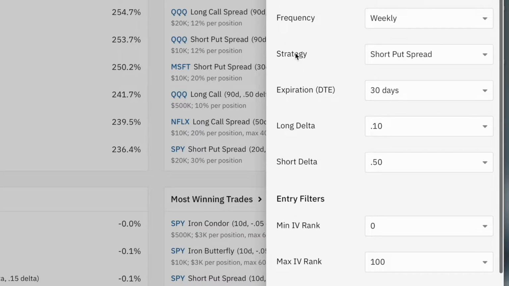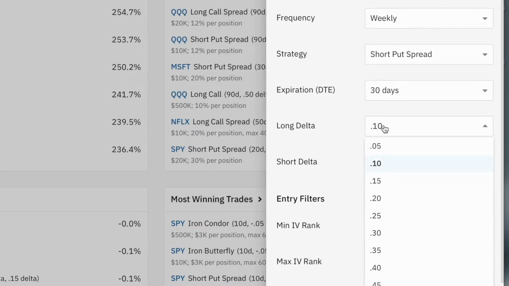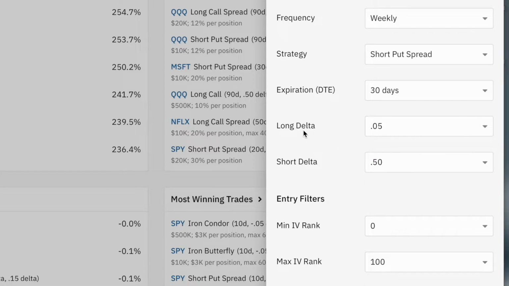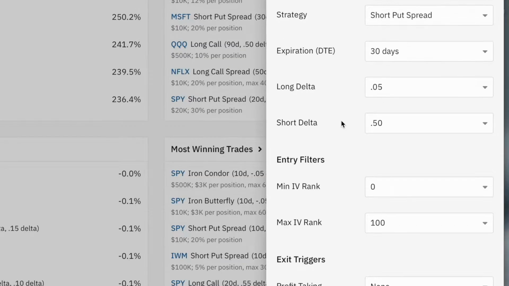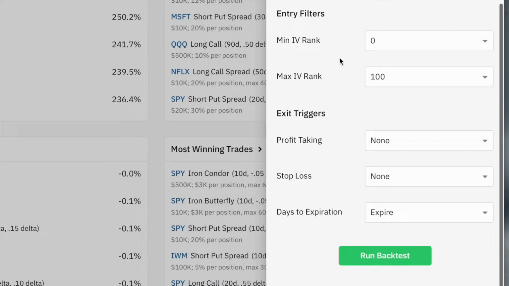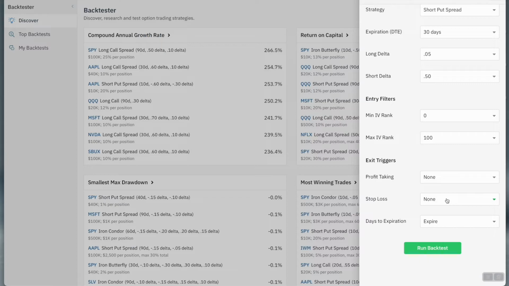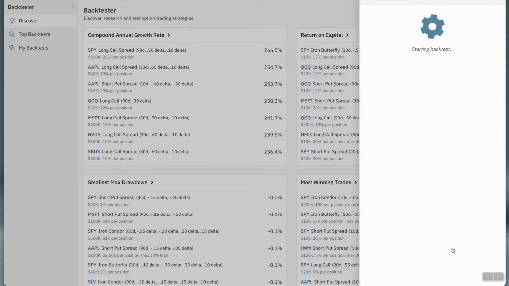And then for the long contract, we'll make this only a 5 delta. So this one is going to be super far out of the money, almost worthless essentially. That's why this overall put credit spread is still going to behave just like a simple naked put option. Besides that, that's pretty much it. We're not going to use any IV rank filters, no profit taking, no exiting the position based on days until expiration, and for this first backtest, no stop loss either. So finally, I'll click on Run Backtest and we'll see what happens.